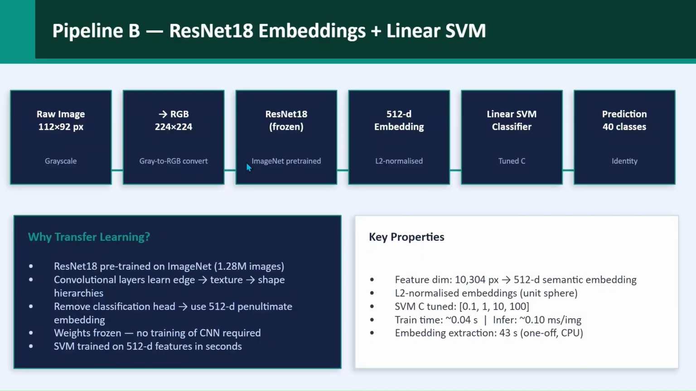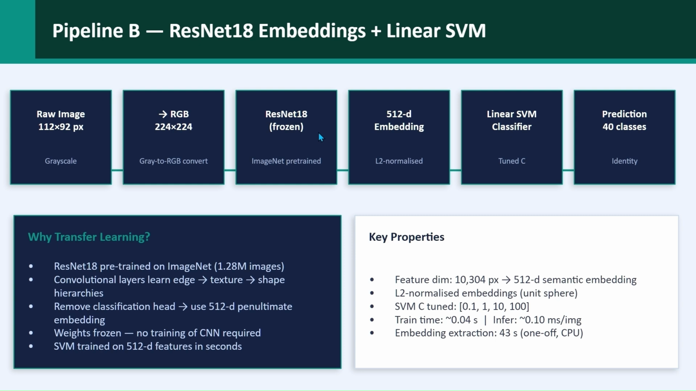Pipeline B has 6 steps, as seen in the flowchart here. And the key difference from pipeline A is it starts right at step 2. Because ResNet 18 was trained on color images, we first convert each grayscale face to RGB and resize it to 224 by 224. Then it goes into the frozen ResNet 18 network. Frozen meaning we never change its weight, we just use it as is.